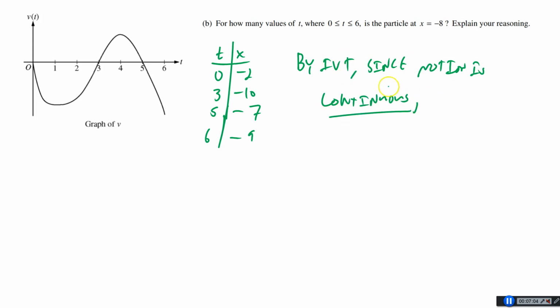So, intermediate value theorem: since motion is continuous, we have to cover all the x values between negative 2 and negative 10, between 0 and 3. We have to cover all the x values between negative 10 and negative 7, between 3 and 5, and between negative 7 and negative 9, between 5 and 6. We're looking for x equals negative 8.